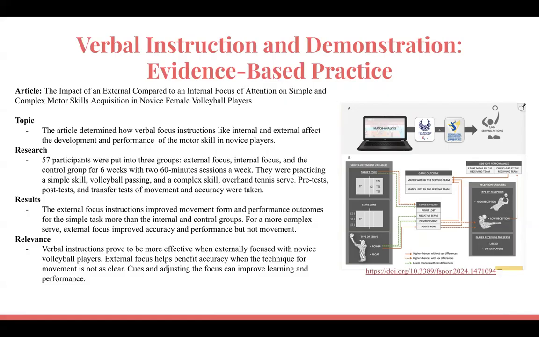The study included 57 participants who were randomly assigned to one of 3 groups: an external focus group, an internal focus group, and a control group. Training lasted 6 weeks with 2 60-minute sessions each week. Participants practiced both a simple skill, volleyball passing, and a more complex skill, the overhand tennis serve. The researchers collected pre-test, post-test, and transfer tests to measure both movement quality and accuracy.